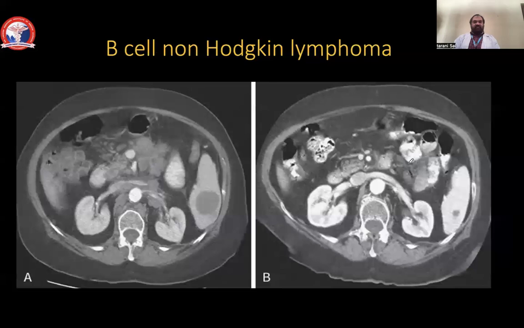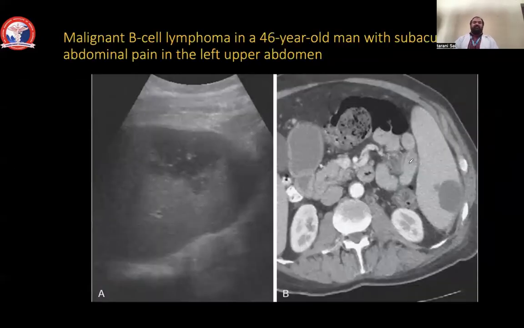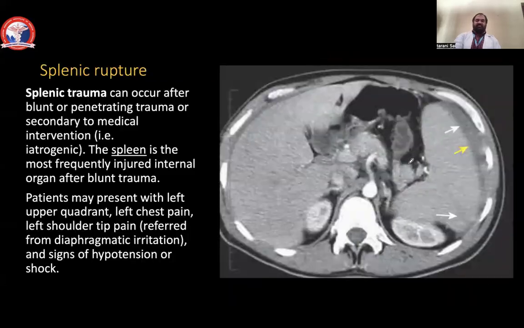B cell lymphoma. This is a CT image showing a well-defined non-enhancing area noted in the spleen. This is a B cell lymphoma. Malignant B cell lymphoma in a 46-year-old man who came for abdominal pain in the left upper quadrant. Longitudinal ultrasound showing a markedly enlarged spleen with a non-enhancing area.